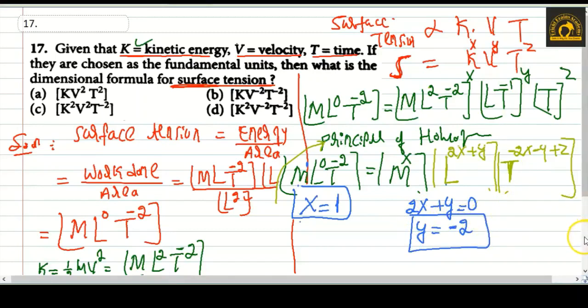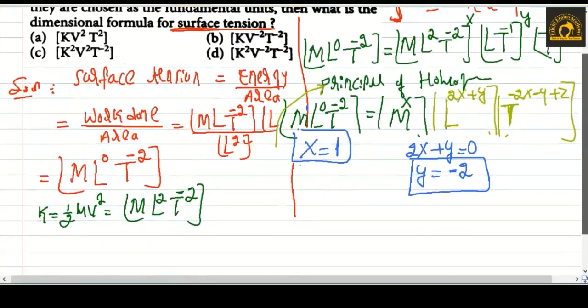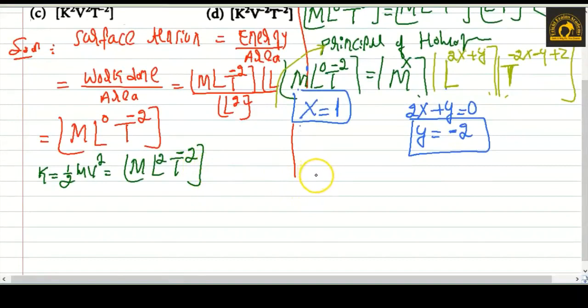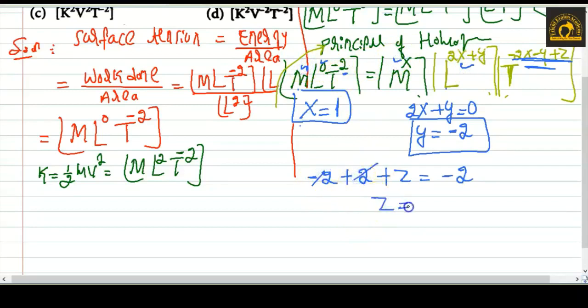So then in this equation, x value is 1 into minus 2, plus y value is 2 into 1, 2 plus z is equal to t to the power of minus 2, that is equal to how much? Minus 2. You have to compare the powers, this power and this power. So plus 2 minus 2 get cancelled, z is equal to minus 2. So I got the answer.